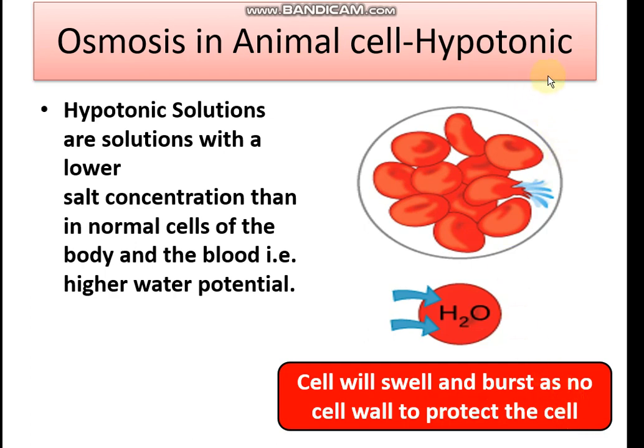If the conditions are hypotonic, which means the water potential is higher outside the cell, water will move into the cell by the process of osmosis, and water will keep on entering until the cell swells and bursts. And why will the cell burst? As there is no cell wall to protect it. Particularly in the case of red blood cells, the bursting of the cell is called hemolysis, and what is left is only the cell membrane, and we call it the ghost of the cell.